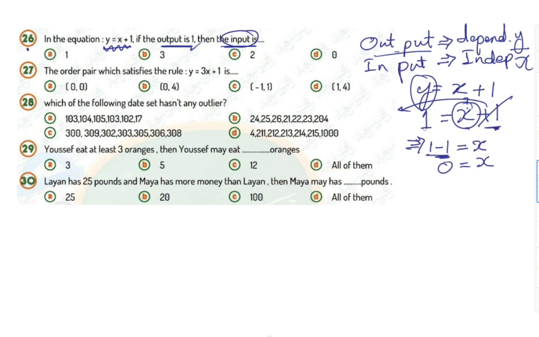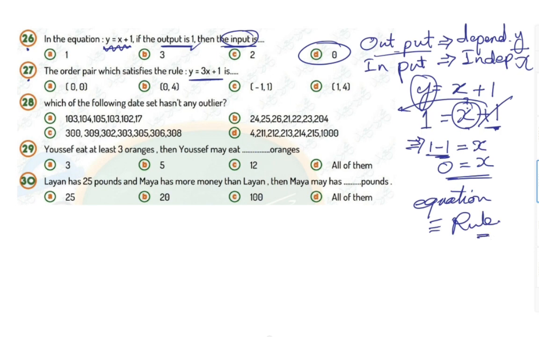Note with me. 1 equals 0 plus 1, because 0 plus 1 equals 1. So 1 equals 1. That's okay. Now the value of x is what? It is 0. Okay. 27. The ordered pair which satisfies the rule. I can call equation the same as rule.